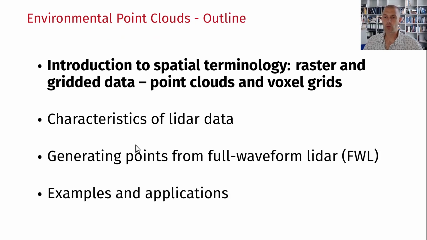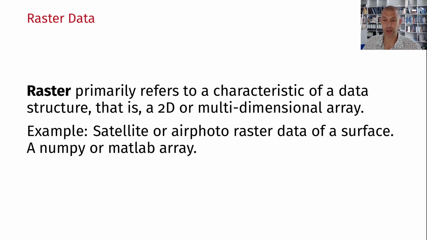So let's zoom into some spatial terminology that we will be using throughout that entire course, and it will be important to familiarize yourself with those terms because we will be using them in the programming exercises as well. Raster. Raster primarily refers to a characteristic of a data structure, that is, a two-dimensional or a multi-dimensional array. In NumPy or in MATLAB, you are familiar with arrays or matrices. A raster is a representation of such an array.